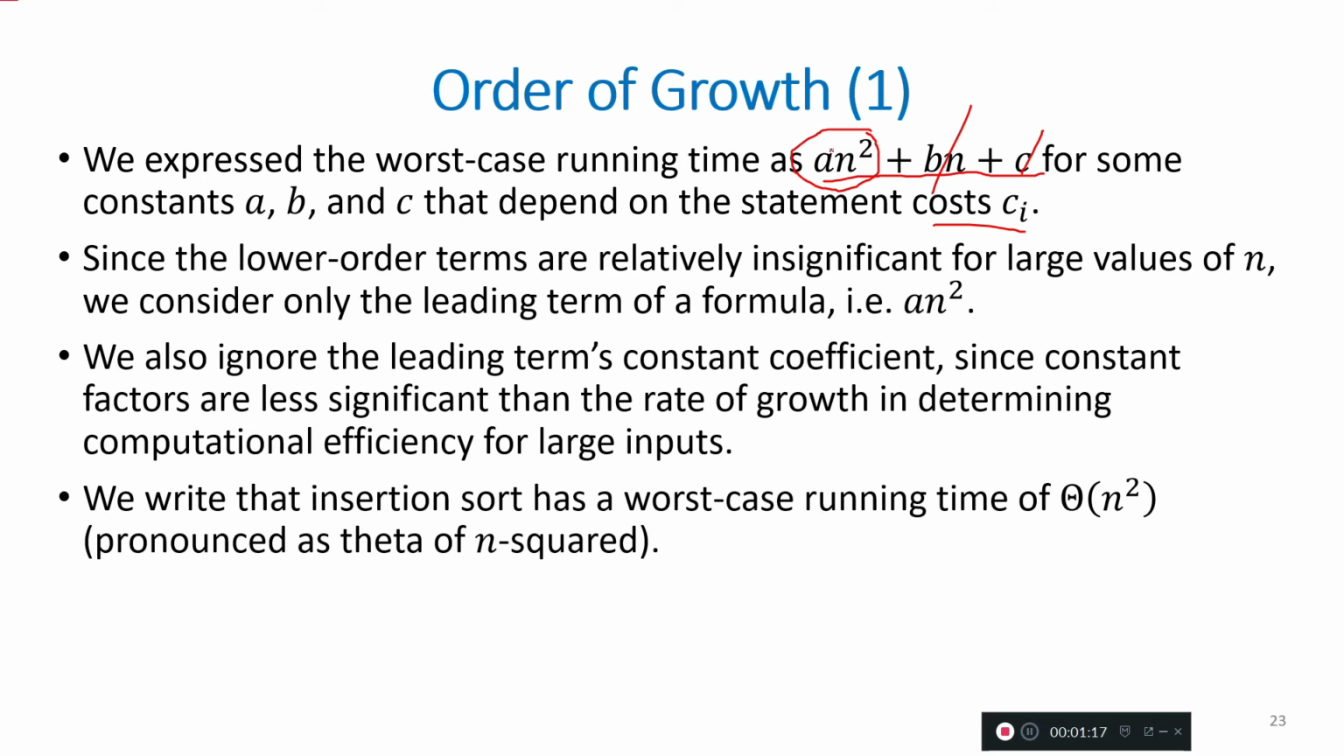After doing so, in step 2, remove the coefficient of the dominating term. That's because the coefficient is just a scaling factor and does not impact the computational efficiency of the algorithm for large values of n. So you are left with n squared, and that's it. What you have to do is just write the worst case running time for insertion sort is theta of n squared, which is given over here.